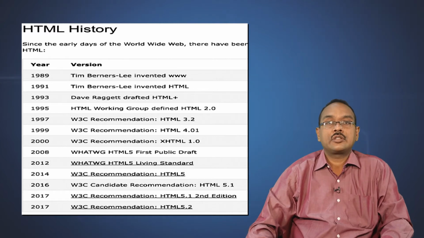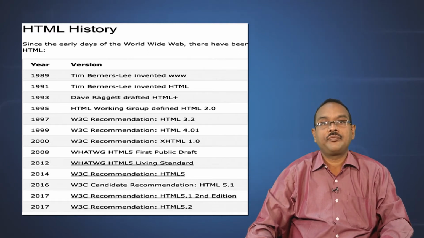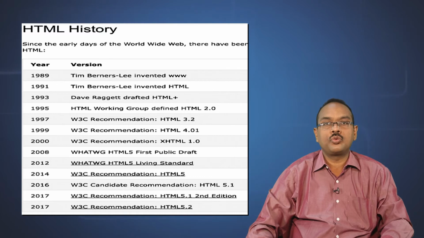XHTML stands for Extended Hypertext Markup Language. In 2008 we have the first draft of HTML5, and in 2012 we have a living standard of HTML5, and in 2017 W3C recommends HTML5. It finalized it, and in 2016 we have HTML 5.1, and in 2017 we have HTML 5.1 second edition, followed by HTML 5.2. So, the version number is increased here.